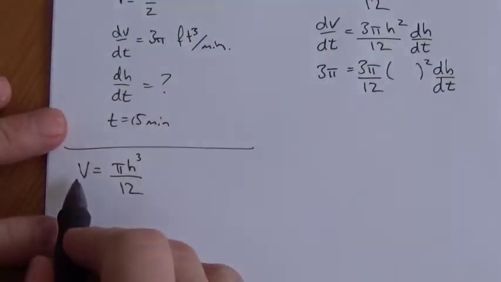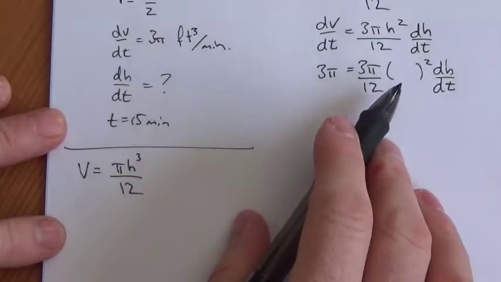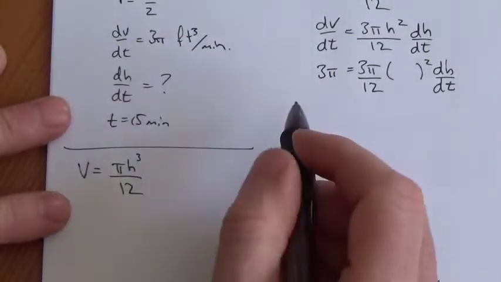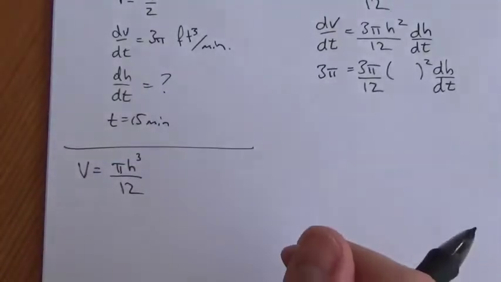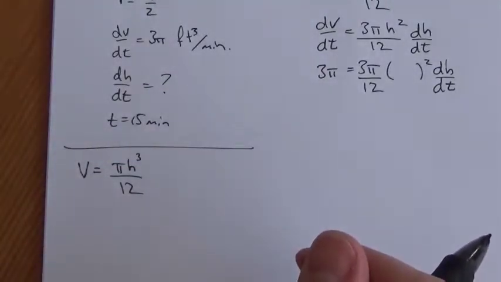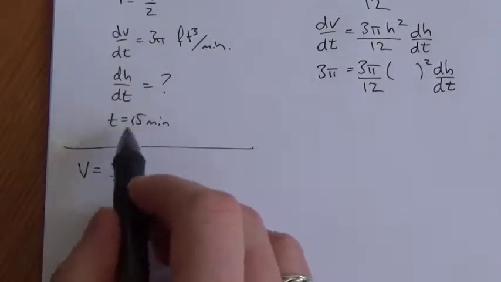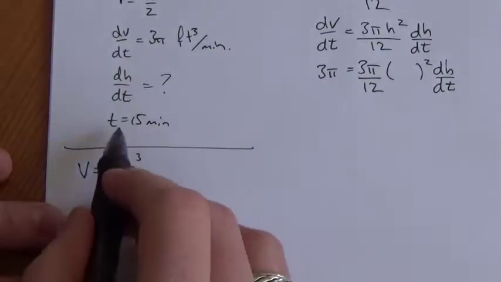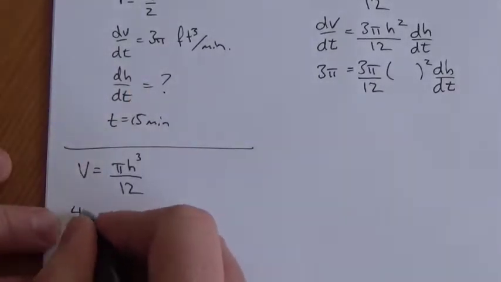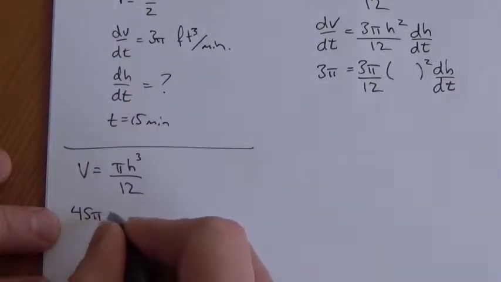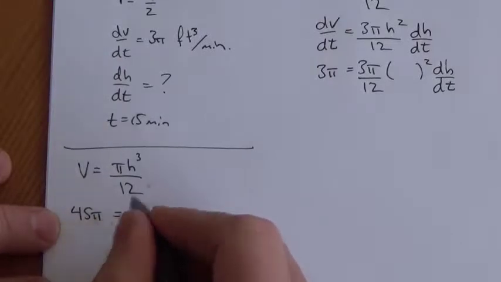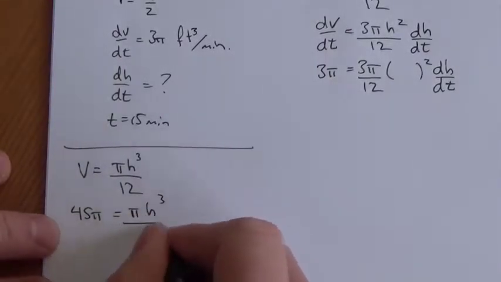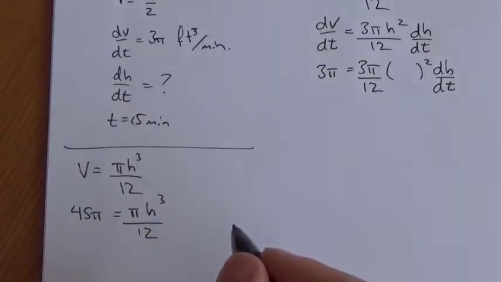So if I knew what the volume was, I could figure out what that height is that I need here. Well, okay, I'm putting 3 pi cubic feet per minute onto this pile, and I'm waiting 15 minutes. Now, putting that together, that means 15 times 3 pi. That means I've got 45 pi feet cubed on this pile at that moment. So that's going to be pi h cubed over 12.